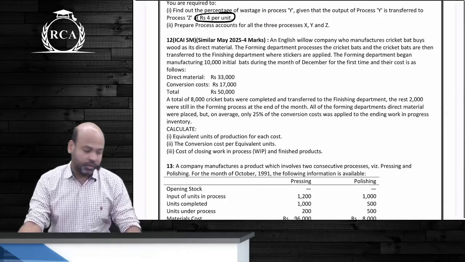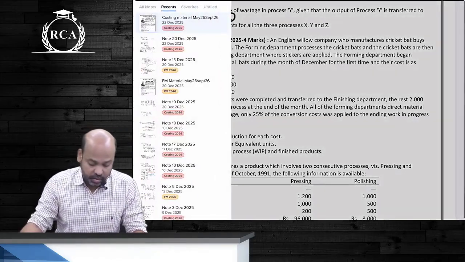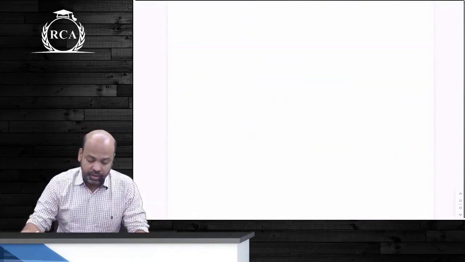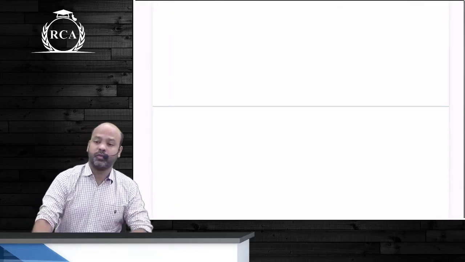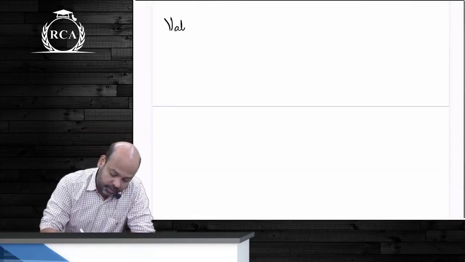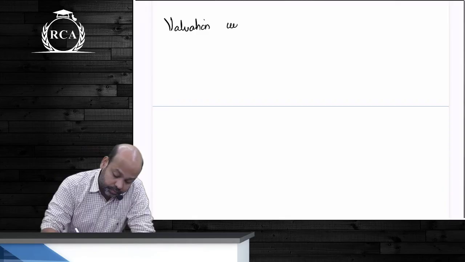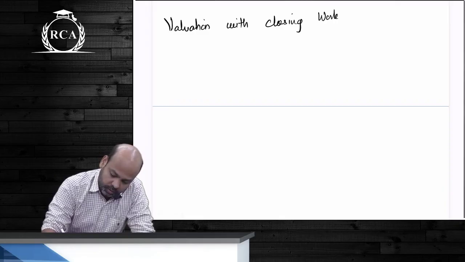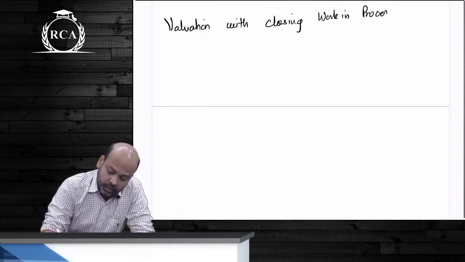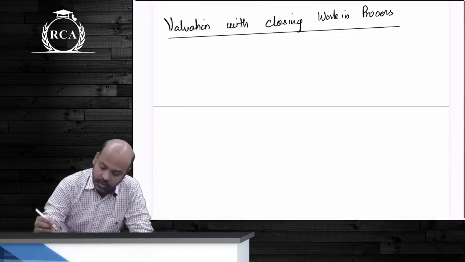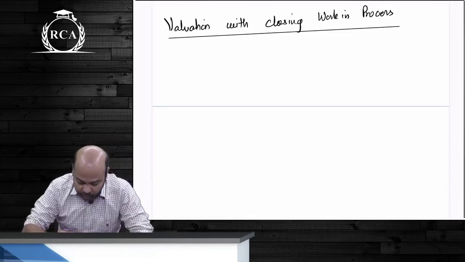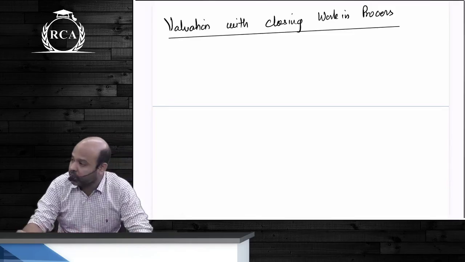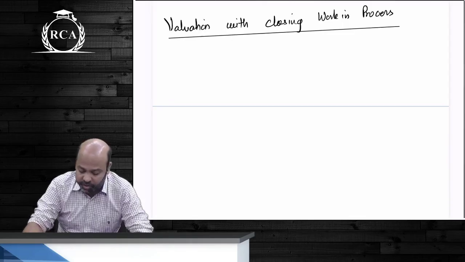Valuation with closing work in progress. Side heading, beta. Valuation with closing work in progress. We are not bringing in opening work in progress yet, but after we understand this, then I will bring in opening work in progress, because the minute we have opening work in progress, we will also have to worry about FIFO method or weighted average method.